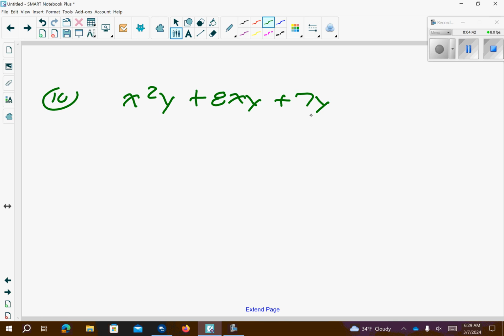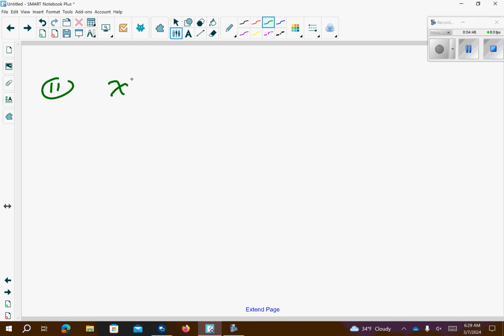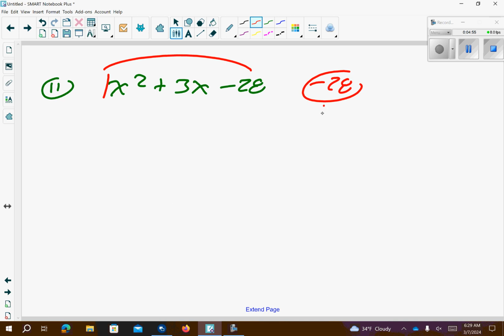All right, let's go to page 55, the backside. Number 11, we have x squared plus 3x minus 28. Factor it, put a 1 out front. That's negative 28. I know I have to have a positive and negative, so 1 times 28, 2 and 14, and 4 and 7. We want to try and get that. So it's going to be a positive 7x and a negative 4x.